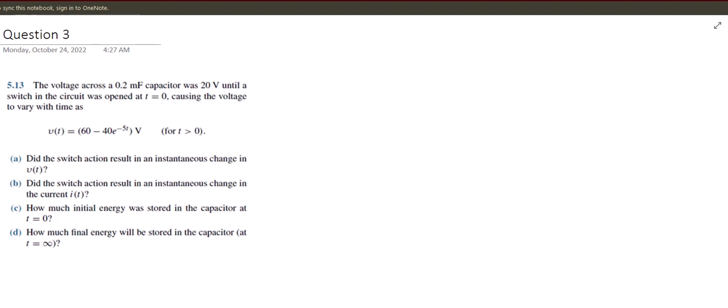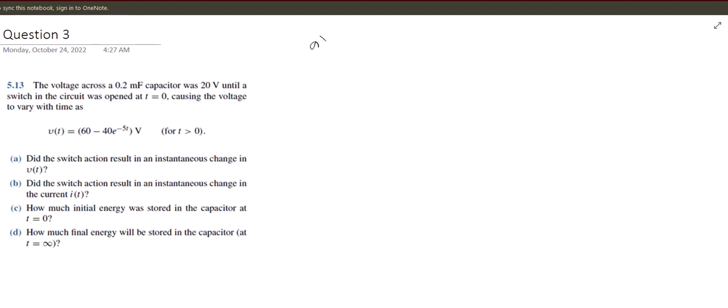We'll see. Okay, so we have a 0.2 millifarad capacitor. It was at 20 volts, so it was already charged, until a switch in the circuit was opened at time t equals 0, causing the voltage to vary with time as this function, which tells us how the voltage in our capacitor varied. The first question: did the switch action result in an instantaneous change in v of t? Well, we hope not, because capacitors cannot change voltage instantaneously. That's against the rules. But let's double check and make sure.